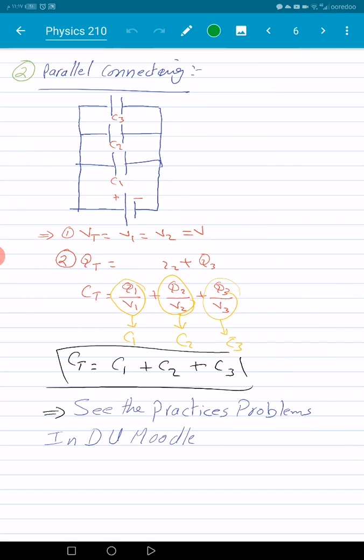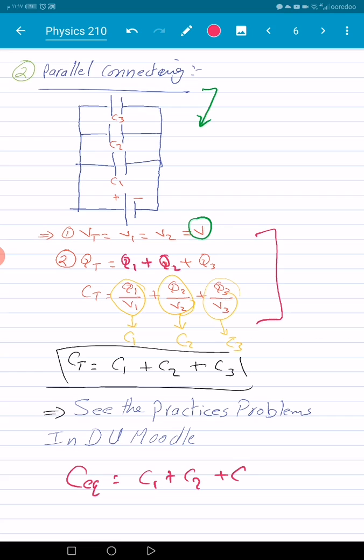The next connection is the parallel connection. So in parallel connection, here V is constant, Q is not constant, so that means Q total is equal to Q1 plus Q2 plus Q3 from the general equation. So C equivalent is equal to C1 plus C2 plus C3.